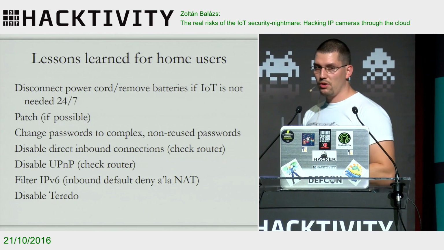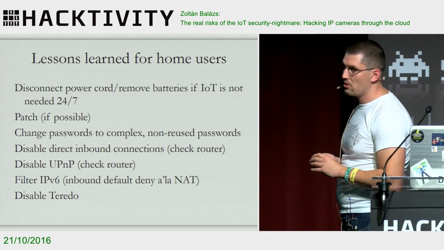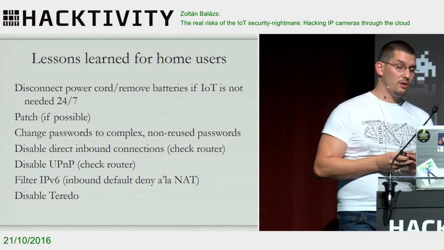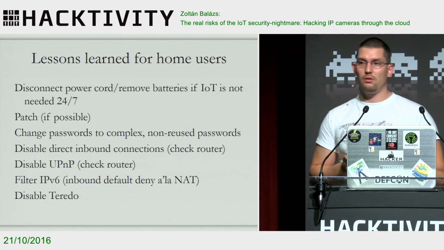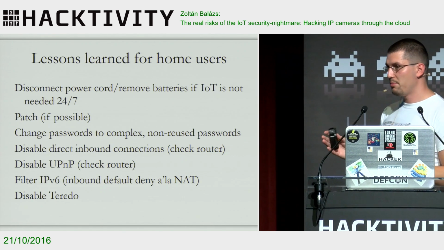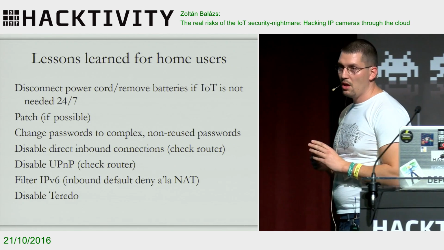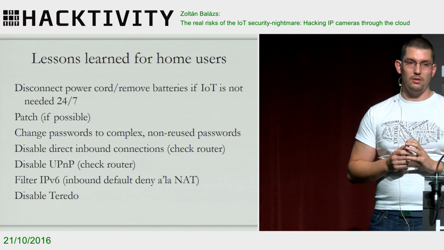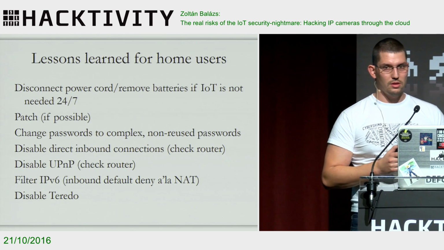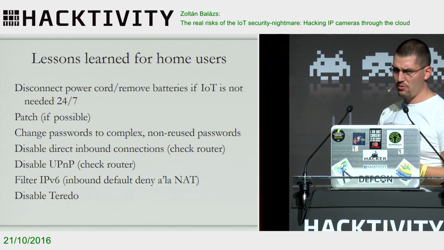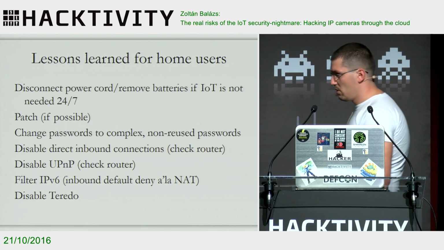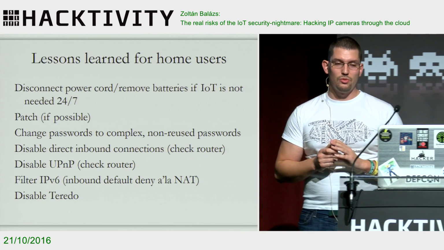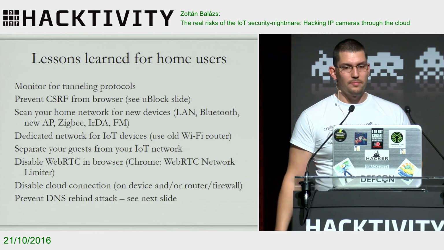You should check your home router and disable direct inbound connections if you don't need that. I really recommend to disable UPnP on your home router and configure all the port forwards for you manually. If your ISP provides IPv6, then you should also check not for IPv4, but IPv6 traffic. If you use Windows, I recommend you to disable Teredo, because most of the time you won't use it, and it's just a security risk.